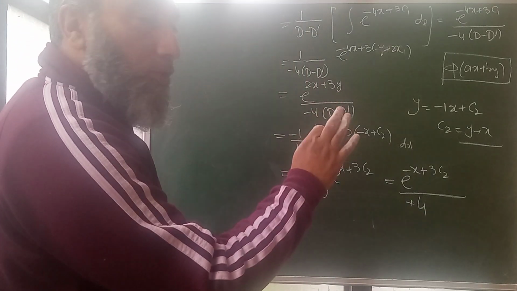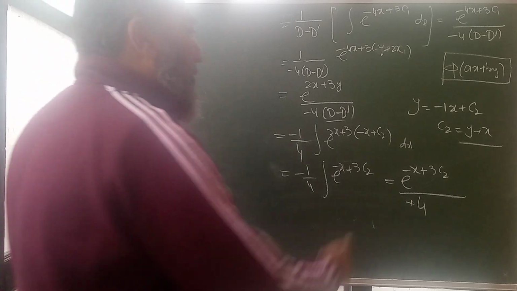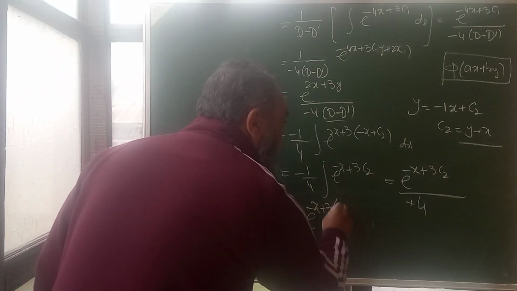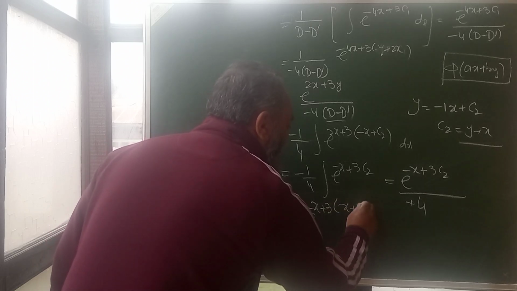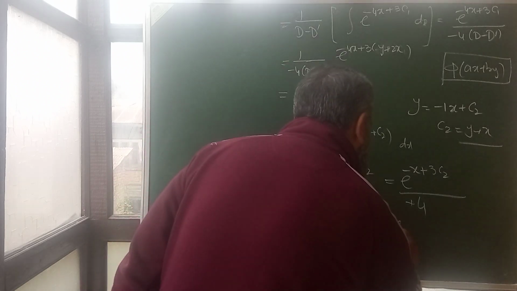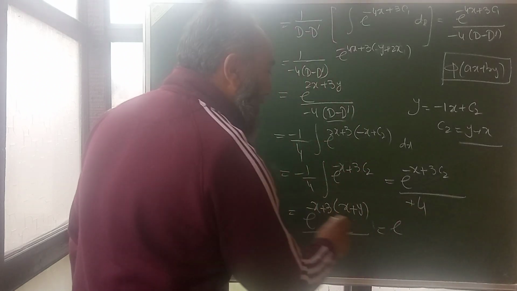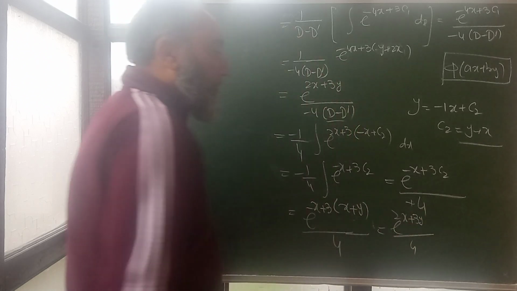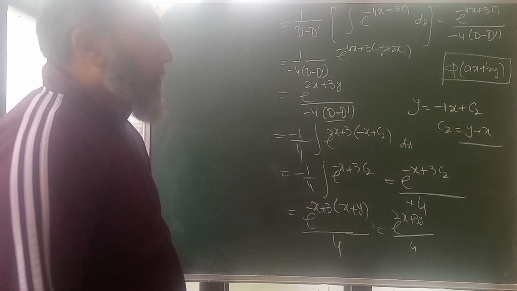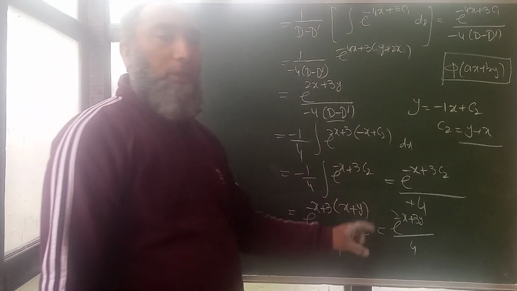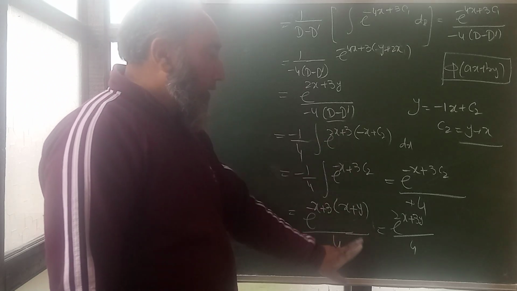Minus minus plus 4. So after integration, you have to replace the value of c. Here it is c2, which is e to the power minus x plus 3c2, where c2 is x plus y, by minus 4. This is e to the power 3x minus x, it is 2x plus 3y, by 4. Okay. Let me give you, there is one more simple method. I will be using it later, but this is it.